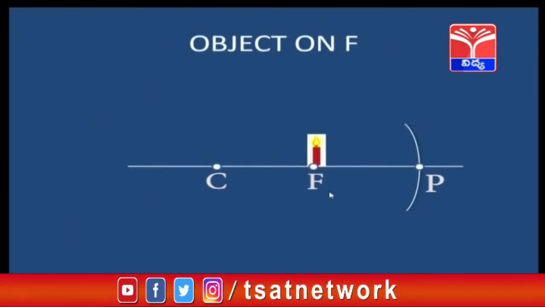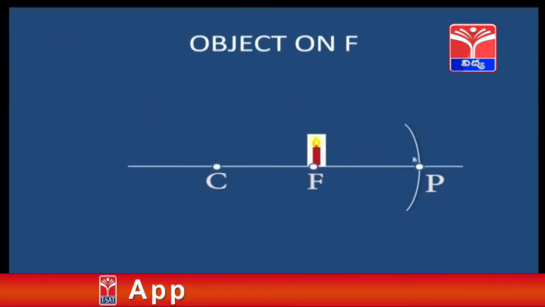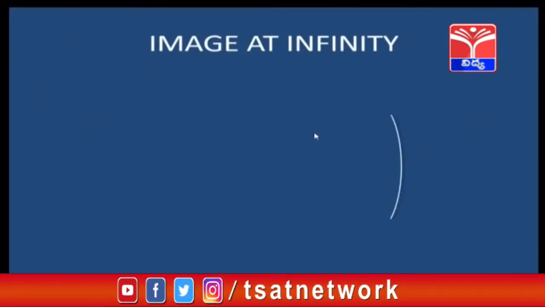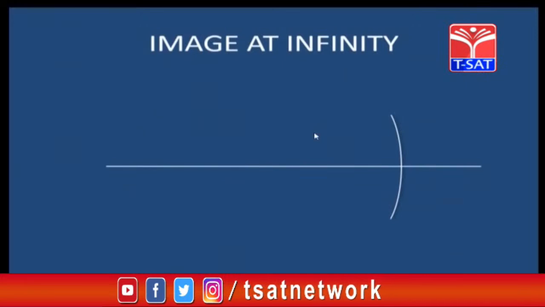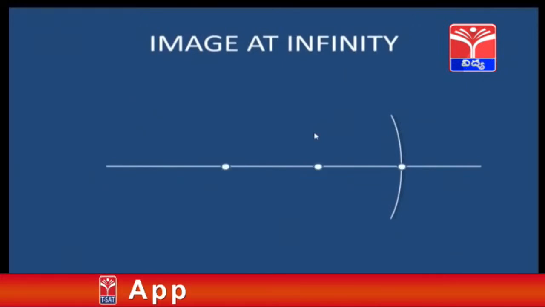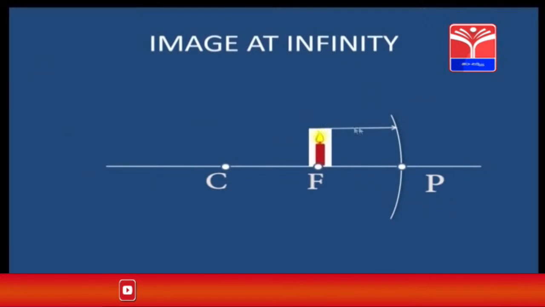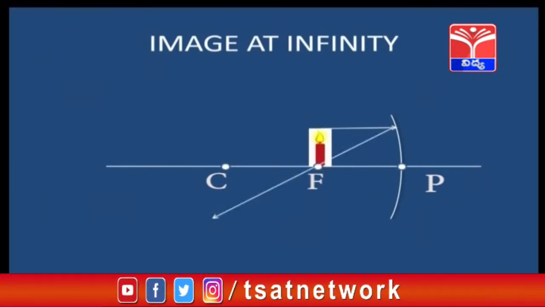Now, let us shift the object to the focus point. If the object is kept on the focus, the mirror, pole, focus and center of curvature, the object is placed on the focus. The image is at infinity. Let us see how we are getting the image. The ray parallel to the principal axis passes through the focus after reflection.